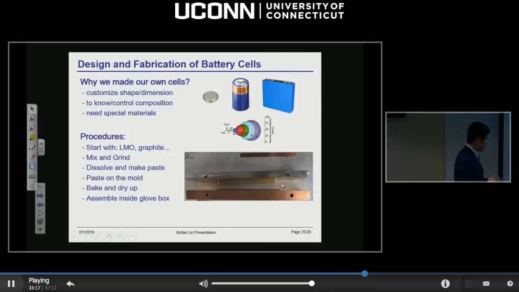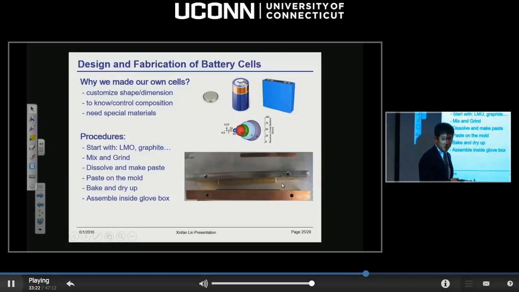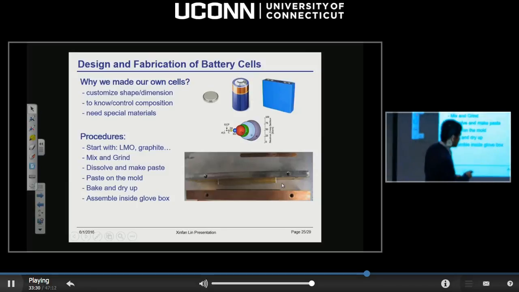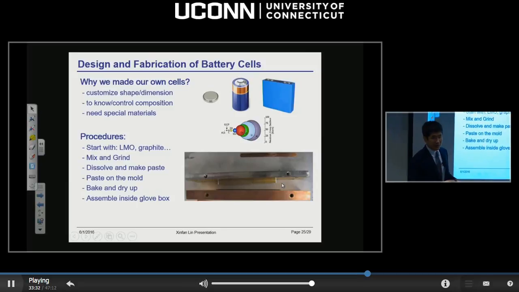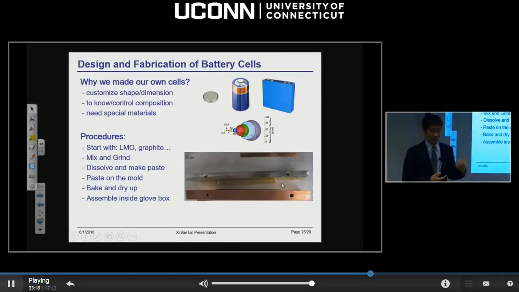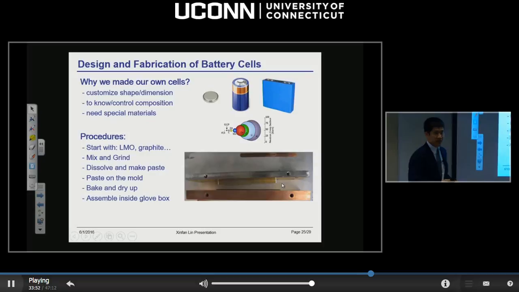For example, this is one of the cells we built. This red plate is made of copper, which is used as the current collector for the negative electrode. And this silver plate is made of aluminum, which is used as the current collector for the positive electrode. We have pockets in the copper plate. We put all the electrodes in there, and also the separator in between. We add the electrolyte, and then we close these two and seal it with screws and bolts. In this way, we have a battery for neutron imaging tests.